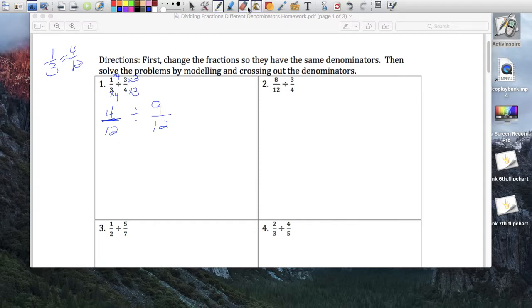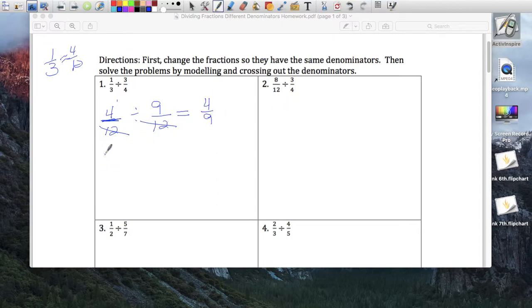So here's my new problem using 12s. I didn't change the value, I just replaced 1/3 with 4/12 and 3/4 with 9/12. They mean the exact same thing, but we're using 12s. Now we got what we wanted, which was same denominators, and we can cross out the 12s, and that would become 4/9, and that's it.